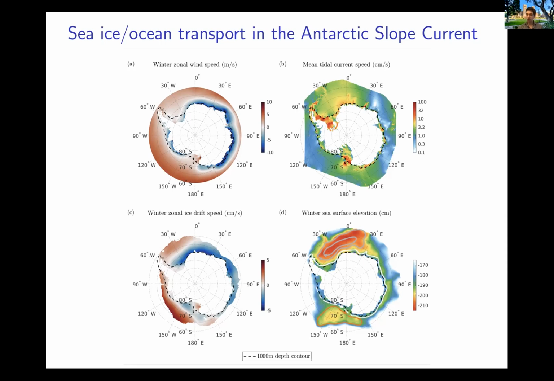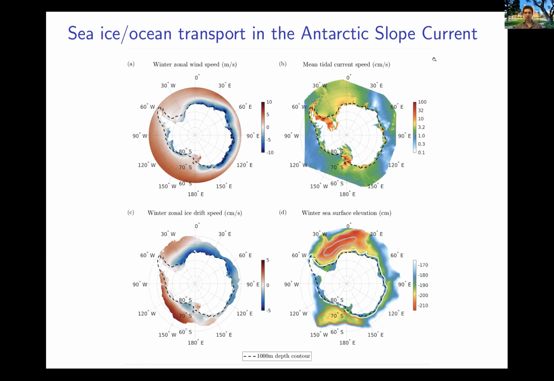But the short version of this talk is that actually the mechanical interaction between ocean and sea ice and atmosphere in the Antarctic slope current is much more complicated than one might expect, with other drivers also being quite important in setting both the sea ice and ocean transports. One of those, for example, is the ocean tides, which we'll come back to later in the talk.